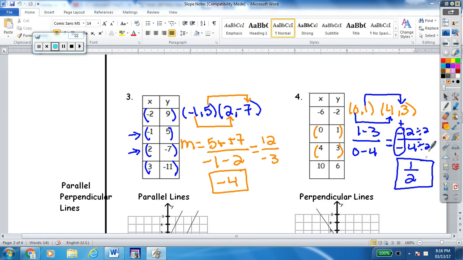And that's it. Tomorrow we will go over parallel and perpendicular lines. Keep in mind when you're setting up your slope to always do y's on top and to be consistent from where you start to where you're going, both on the y's and the x's. And don't forget to reduce.